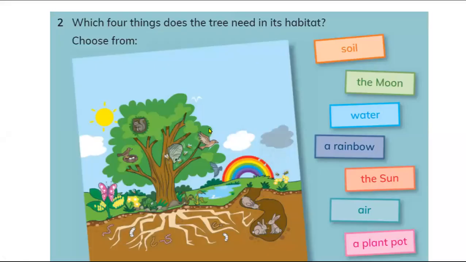Question two is, which four things does the tree need in this habitat? Okay, so here, plants need soil. Can you see soil? Plants need water. Plants need sunlight, and plants need air. Here are the four basic things plants need to grow in this habitat, right? So this plant can grow well because this is a good place, a good environment to grow.